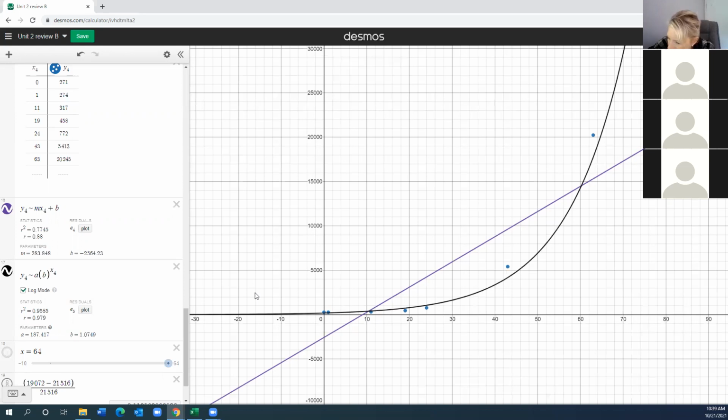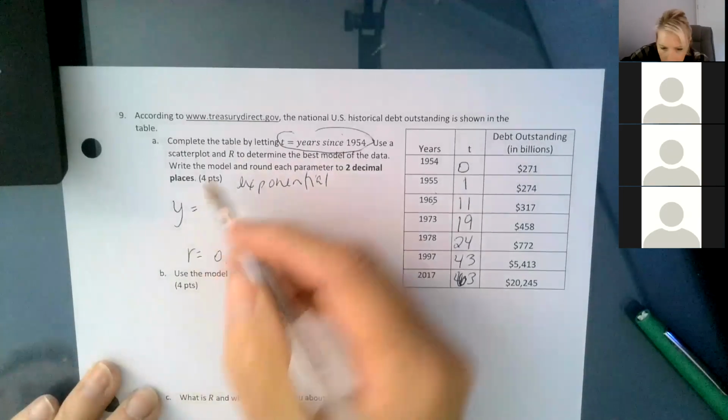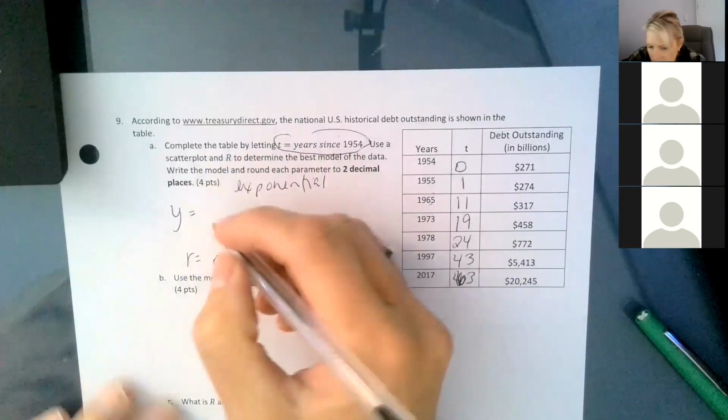And that R is 0.979. That's what I go to first. And I just look at that first and kind of go by that. So 0.979 is definitely much better R than the linear, which is only 0.88. So I'm going to write out my model here. I'm going to share my paper again so everybody can see my model.